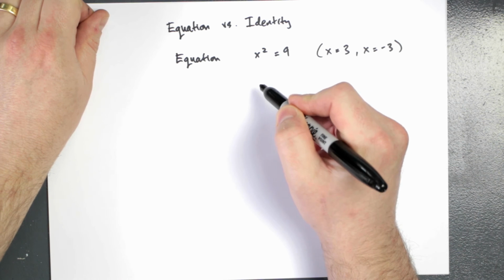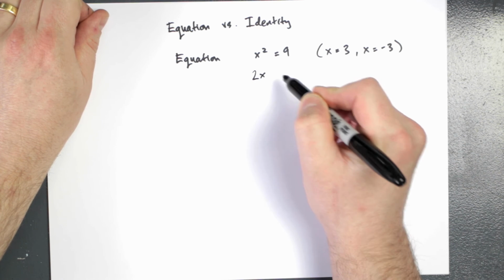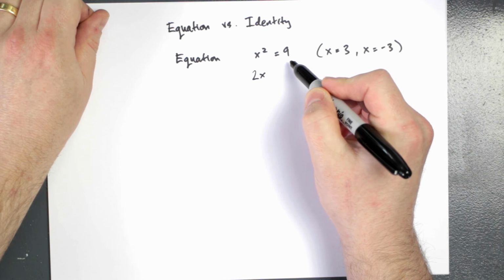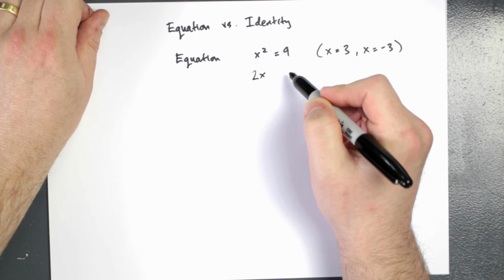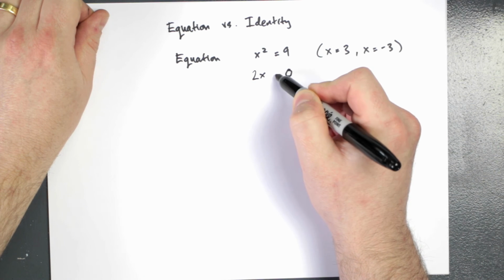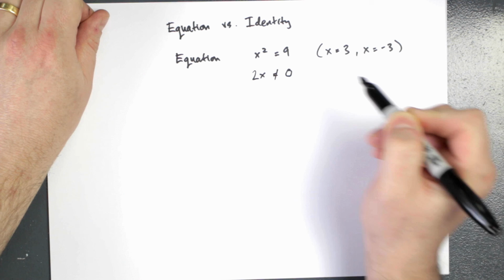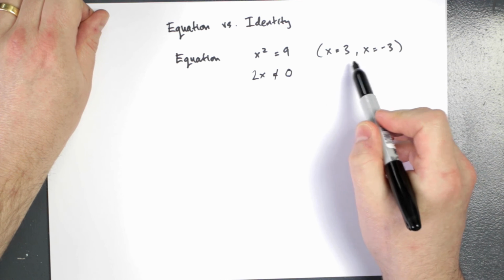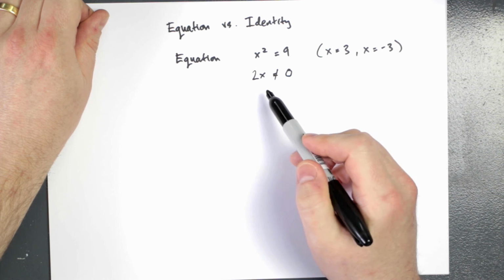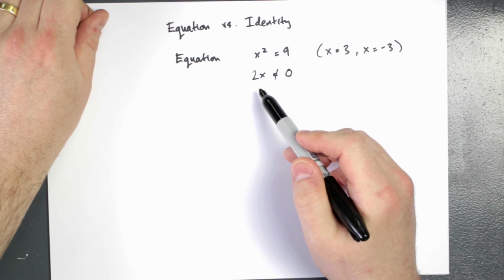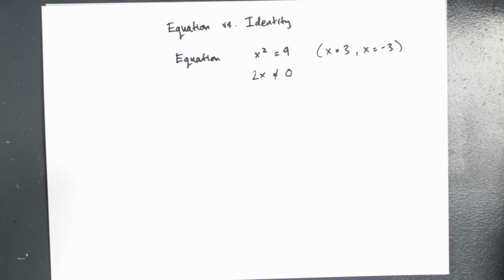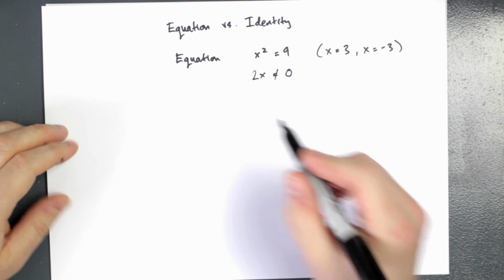If we differentiate x squared, we get 2x, and if we differentiate 9, which is just a number, with respect to x, we just get 0. Okay, and of course 2x does not equal 0, because x is either 3 or minus 3. So differentiating both sides of this equation broke the equation. So just remember that if we have an equation, we can't just differentiate both sides of it.